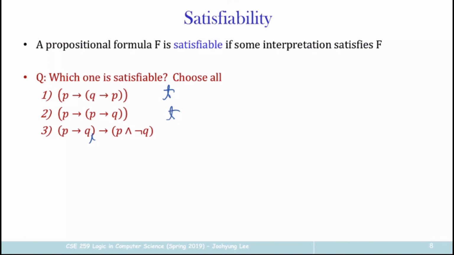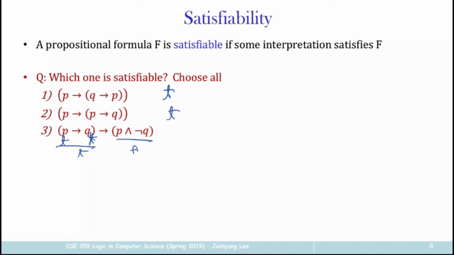What about the next one? If I say true, true, will that be true? Let's play that. If I say P and Q are true, is this formula true or false? False, right? If P and Q are true, then the antecedent here is true, but this one is actually false because Q is false, conjunction with true is false, so true implies false is false. Does that mean that this is not satisfiable?